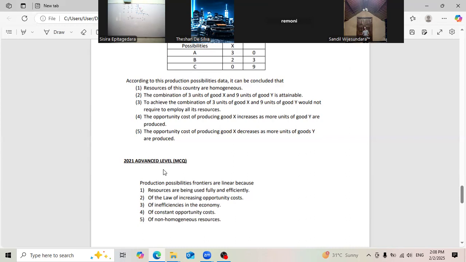Yes, production possibility frontiers are linear. Linear means a straight line. The reason is, if opportunity cost is constant, the PPC curve should be linear. The answer is the fourth one. Simple.